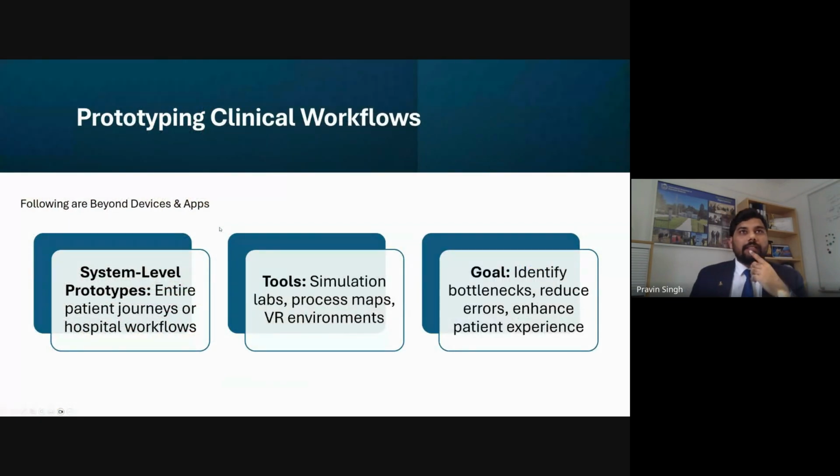And the next is prototyping in clinical workflow. Beyond devices and apps, we can prototype an entire healthcare workflow to optimize efficiency. For this, a system-level prototype is essential, like simulating hospital workflows and patient journeys. We use tools like simulation labs, process maps, or VR environments. A virtual reality environment is very useful here. The goals are to identify inefficiency, reduce error, and enhance patient experience. For example, a hospital simulates a new emergency department layout using virtual reality to test if patient wait time decreases. That is why it is important.